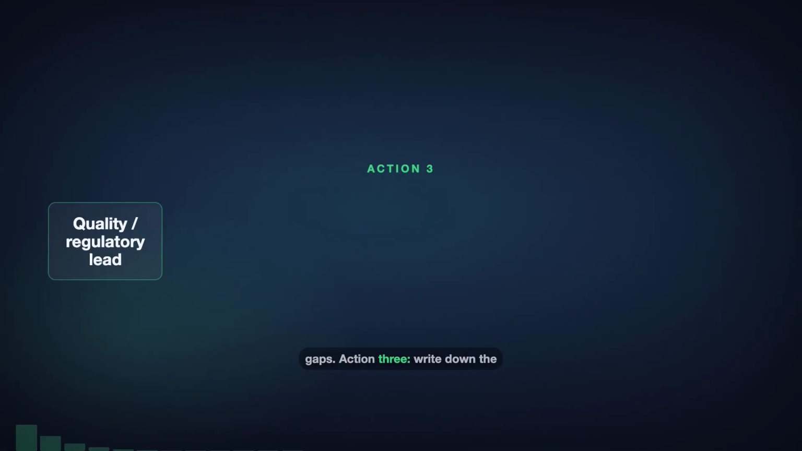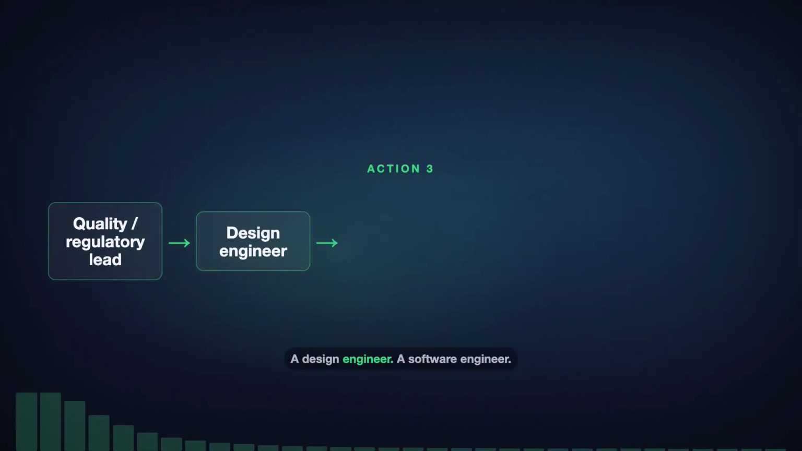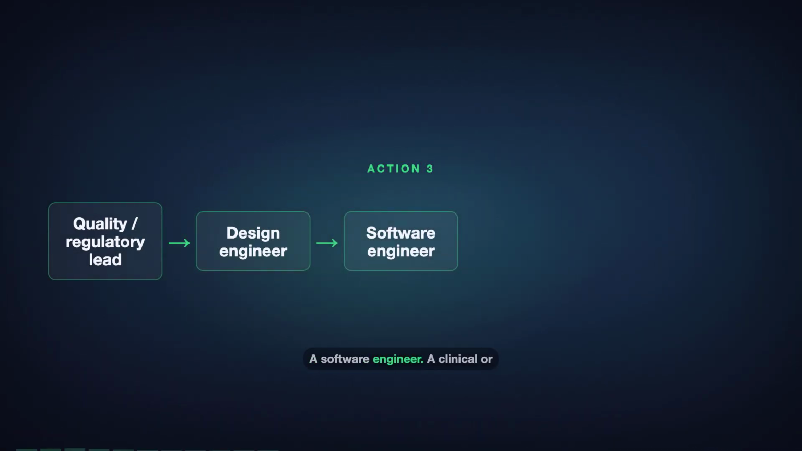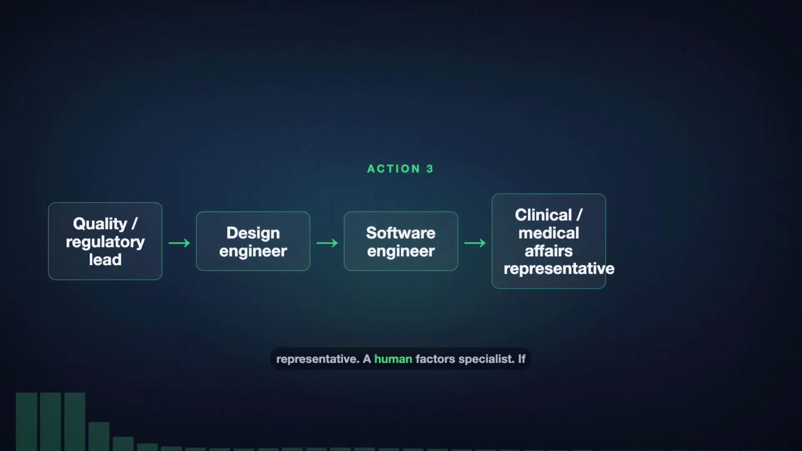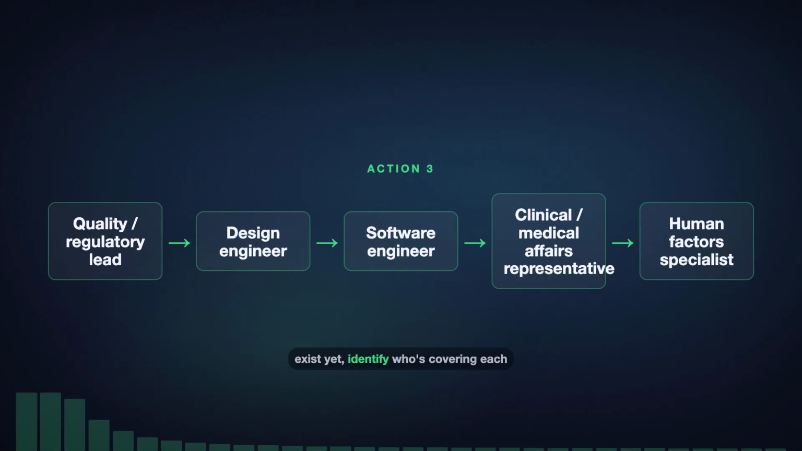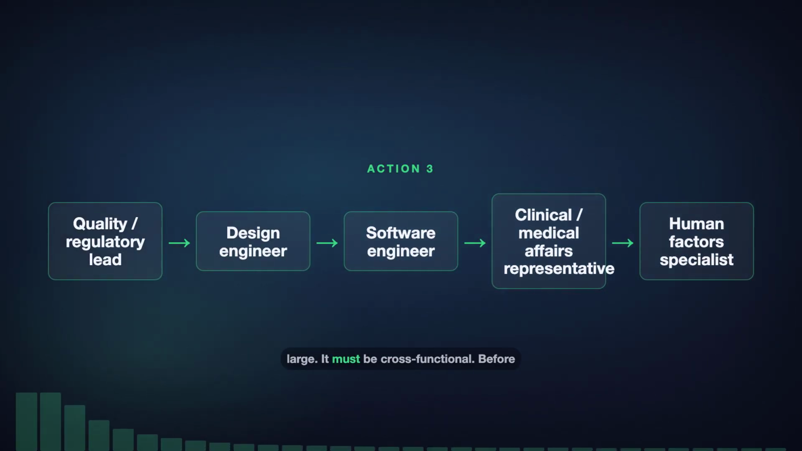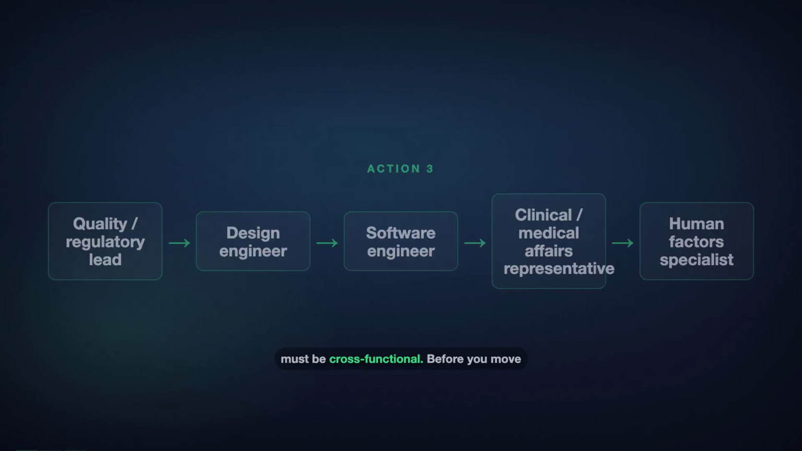Action 3. Write down the names of 5 people who belong on your risk management team: a quality or regulatory lead, a design engineer, a software engineer, a clinical or medical affairs representative, a human factors specialist. If you're a small startup and some of these roles don't exist yet, identify who's covering each function. Your risk management team doesn't need to be large. It needs to be cross-functional.